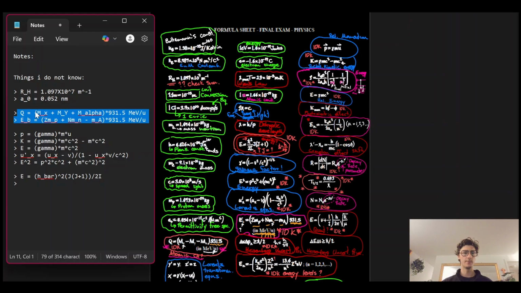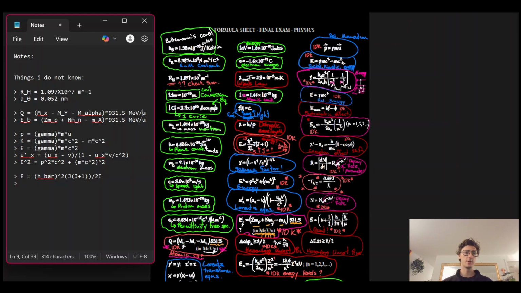Q is equal to, inside the brackets, we have capital M subscript x. By the way, I made a mistake here. These should be minus signs. Capital M subscript x minus capital M subscript y minus capital M subscript alpha. I don't have little alpha symbols, so I just wrote alpha. All of that is being multiplied by this 931.5. And they also tell you the units, mega electron volts per U. And this U is actually a unit of mass, the atomic unit of mass, which is given to you right over here in this green. So you can convert between U and kilograms if you wish.